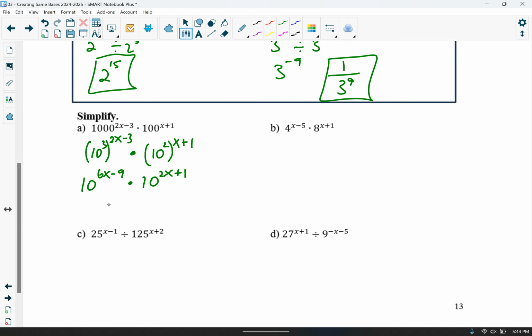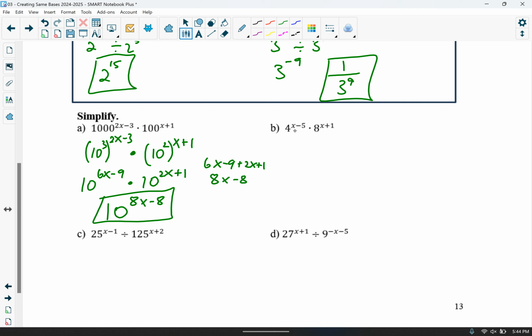Now we're multiplying with same bases. We're just going to keep the base, and we're going to add the exponent. So if you need to, go off to the side and add your exponents. And then you can see you're combining like terms to say, oh yeah, that's going to be 10 to the 8x minus 8 power. And see, that's something we couldn't simplify any further anyway.